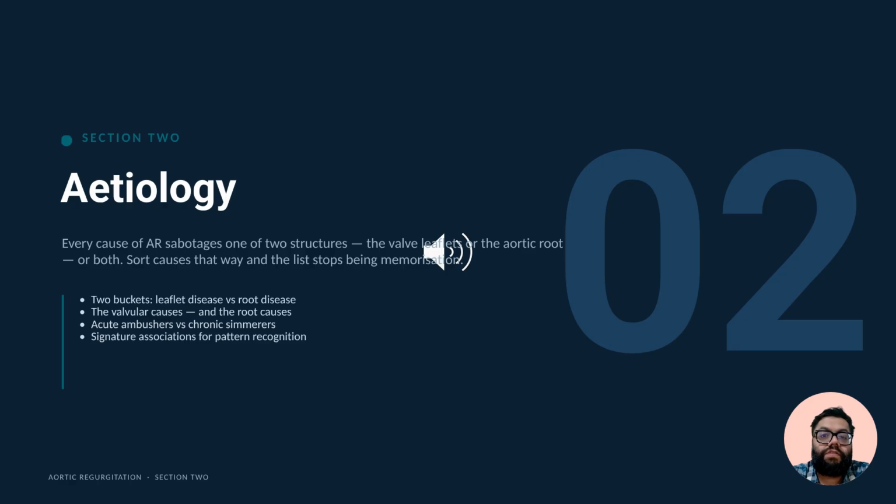Now we turn to causes, and I promise this section is far less daunting than the long list in most textbooks because there is a trick. Every single cause of aortic regurgitation does its damage in one of just two places. It either wrecks the valve leaflets themselves or it stretches the aortic root so wide that perfectly good leaflets can no longer meet door or door frame. Sort every cause into those two buckets, and the list stops being rote memorization and becomes a logical framework.